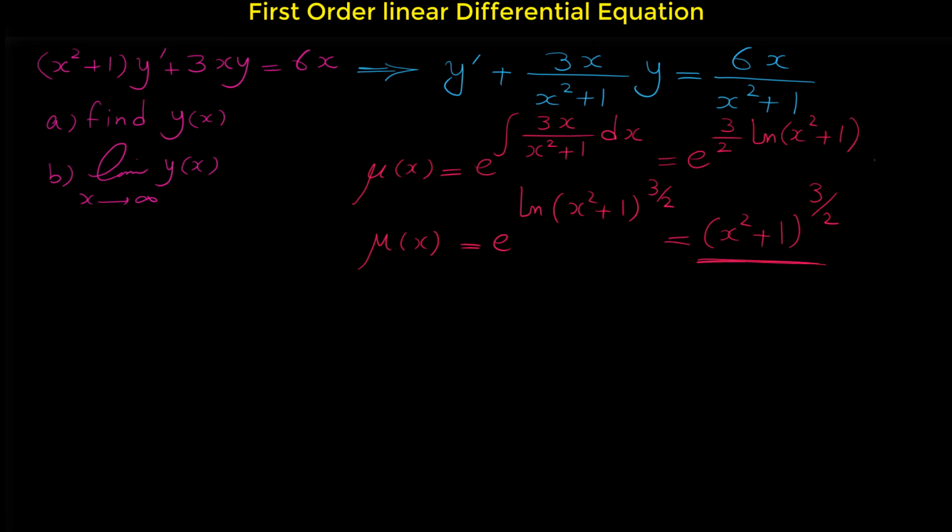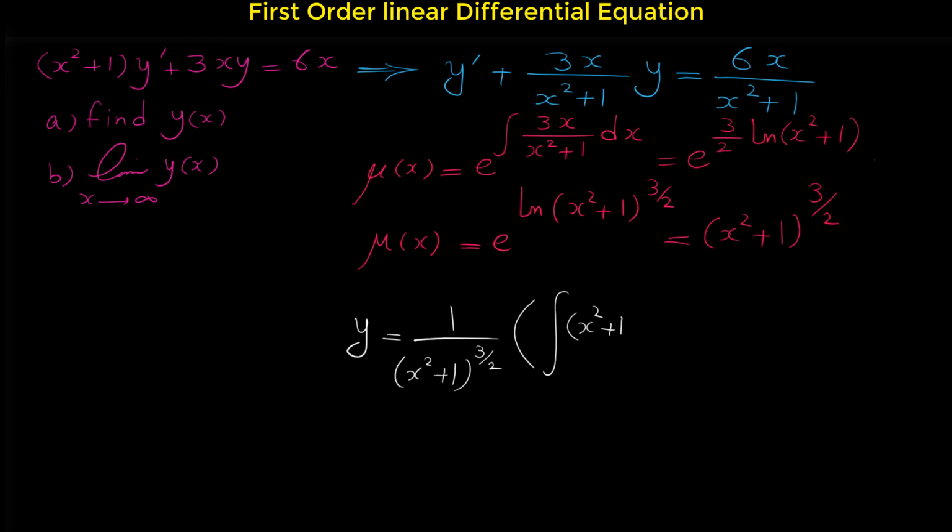So this expression is the integrating factor in the simplified form. The answer of this differential equation is 1 over mu of x, or integrating factor, which is x squared plus 1 to the power of 3 over 2, times by integral of mu of x, or integrating factor, which is x squared plus 1 to the power of 3 over 2, times by q of x.